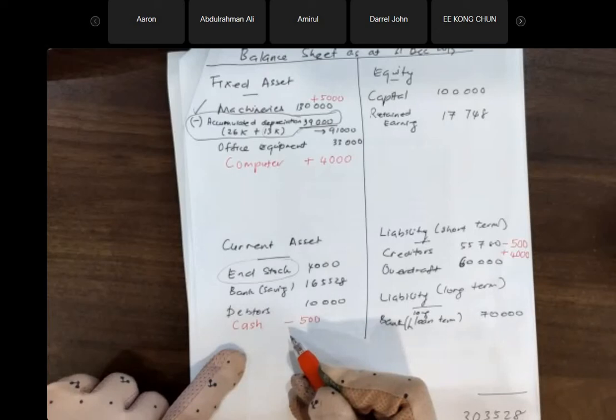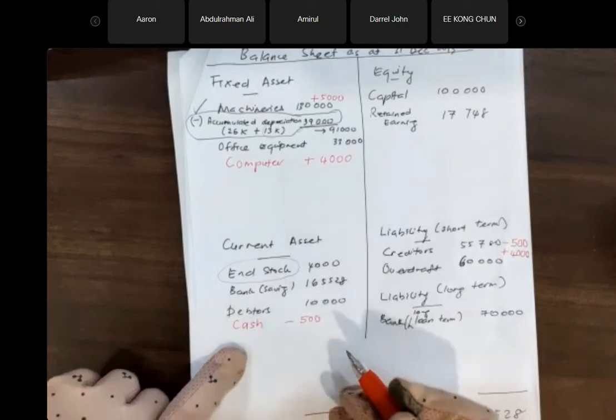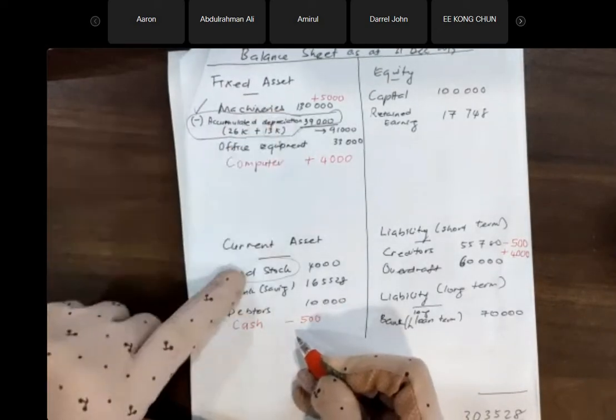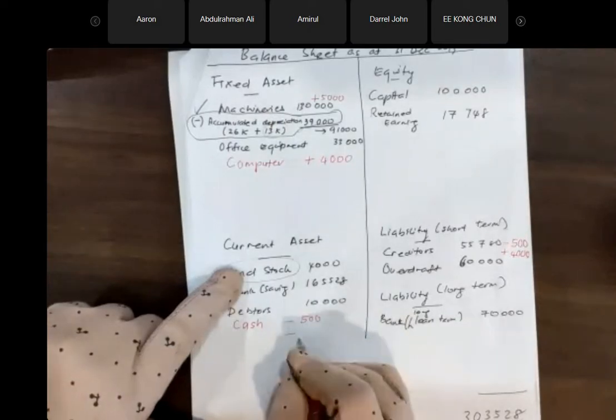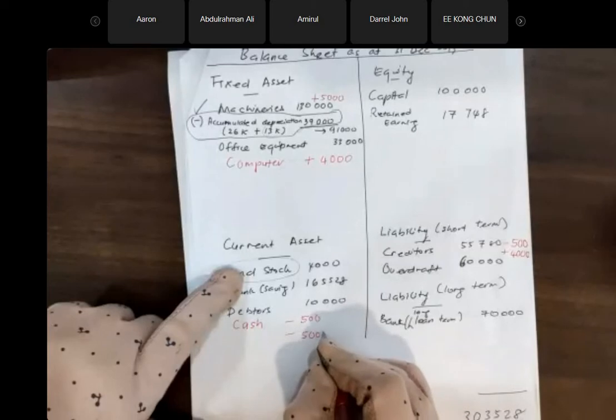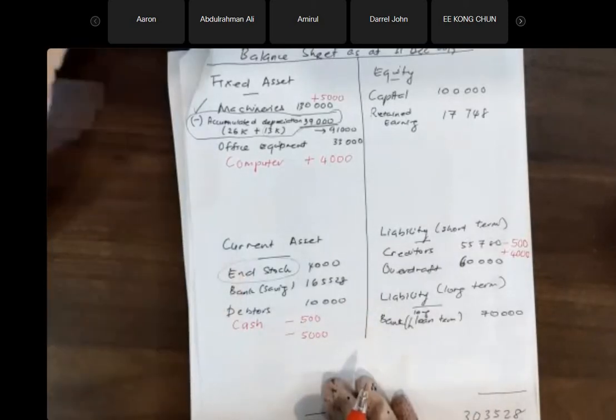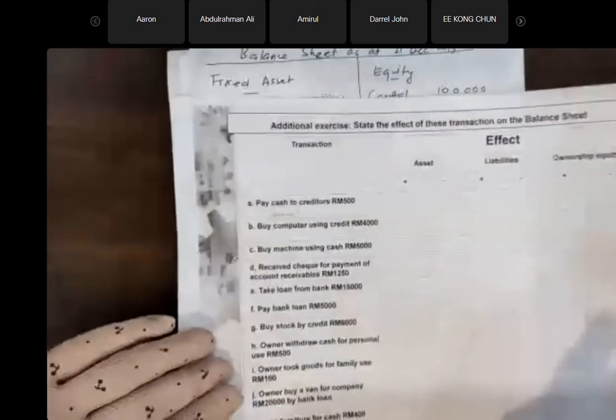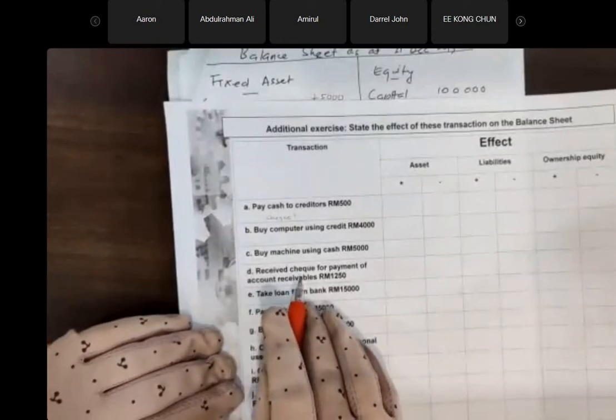Negative. Because you pay for machineries, so you reduce the cash. Cash will be reduced by 5,000. Okay, settle. And then receive check.